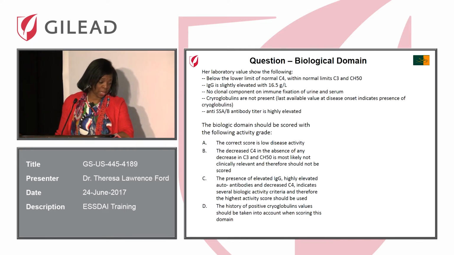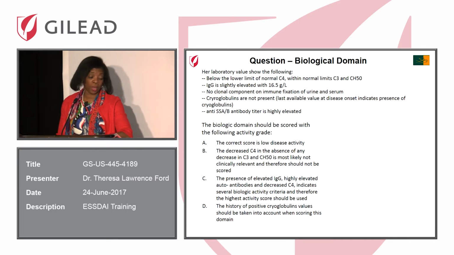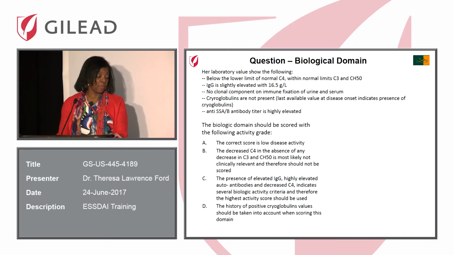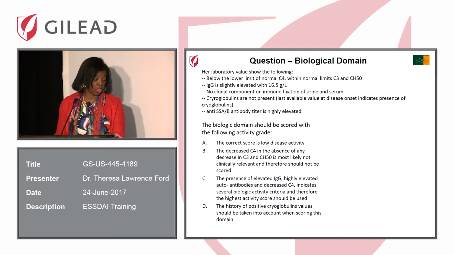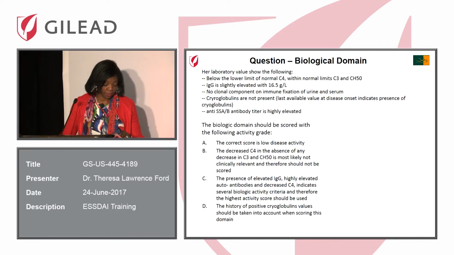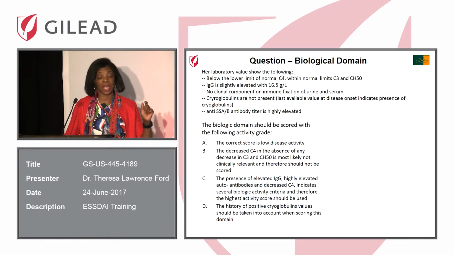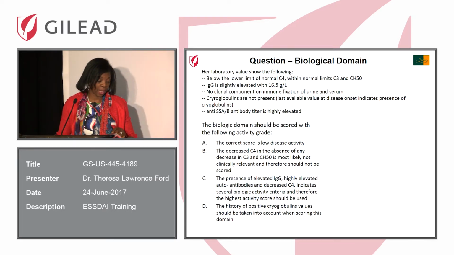So the biologic domain should be scored with the following activity grade. A, the correct score is low disease activity. B, the decreased C4 in the absence of any decrease in C3 and CH50 is most likely not clinically relevant, and therefore it shouldn't be scored. C, the presence of an elevated IgG, highly elevated autoantibodies, and decreased C4 indicates severe biologic activity criteria, and therefore the highest activity score should be used. And D, the history of positive cryoglobulins should be taken into account when scoring this domain.